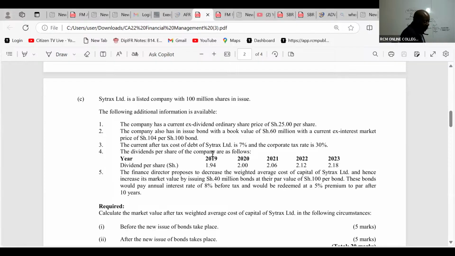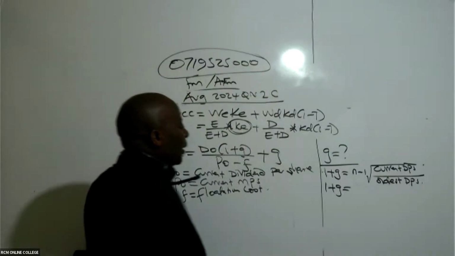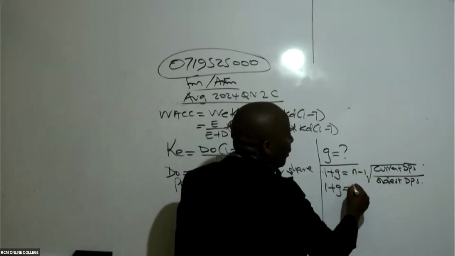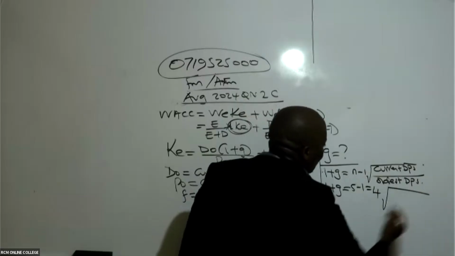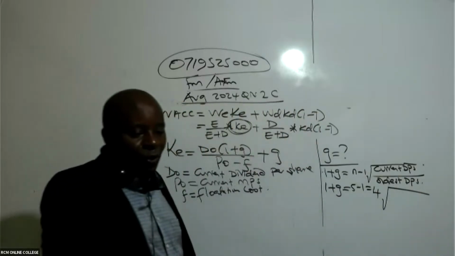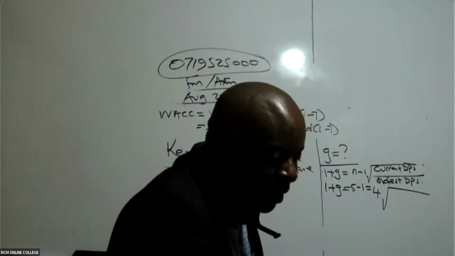So now how many years do we have here? We have 1, 2, 3, 4, 5. These are 5 years. So we shall talk about, ladies and gentlemen, we have here n is 5. So it will be 5 minus 1, which equals 4. So it will be the fourth root.